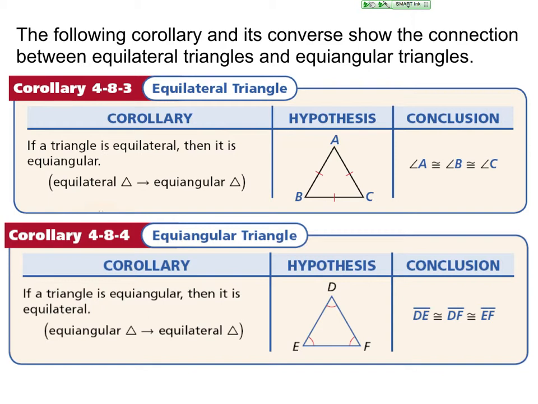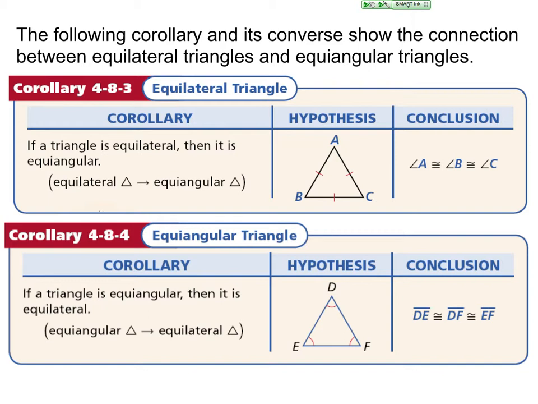If all three sides are equal, all three angles will be congruent. If all three angles are congruent, then all three sides will be the same. How can you get those easily from the isosceles triangle theorem and converse that we just did? Well, if you concentrate on two sides at a time, you can apply those previous theorems.